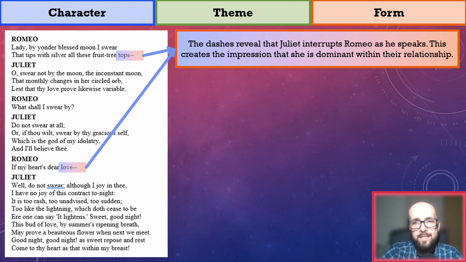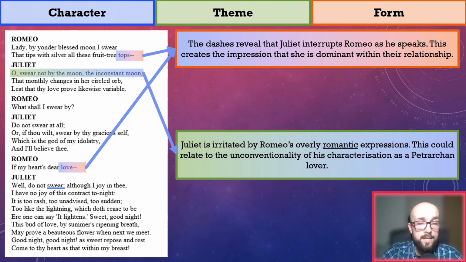If Juliet is interrupting Romeo, that to me might indicate that she is the dominant person within their relationship. Moreover, I think we also get the impression that Juliet is irritated by Romeo's overly romantic expressions. After all, if he swears by the moon, which comes and goes and changes on a nightly basis, doesn't that also suggest that his love for her is inconsistent?